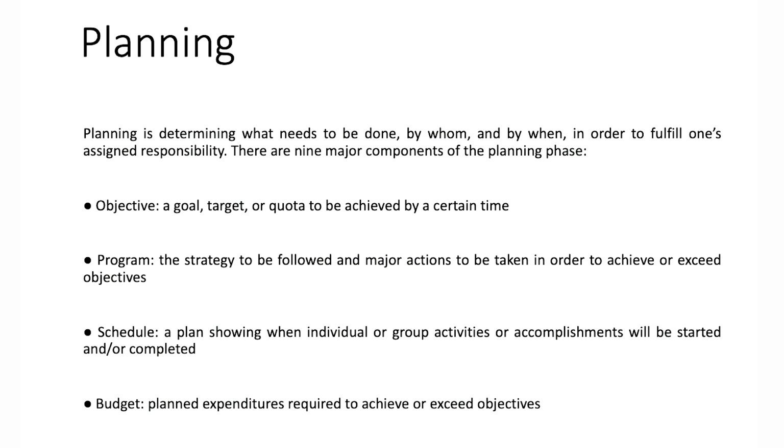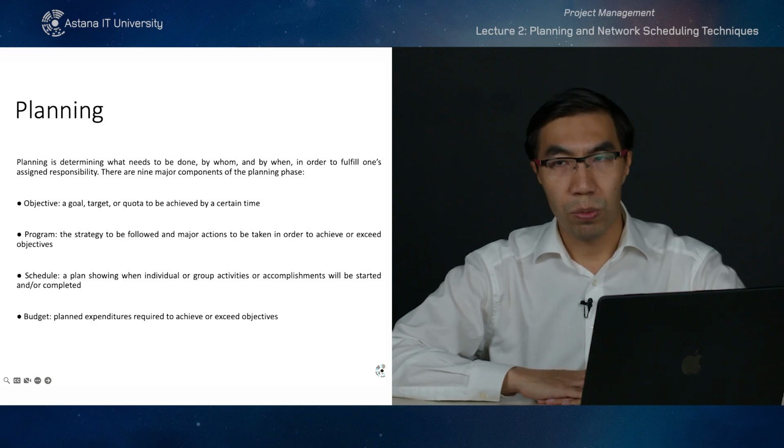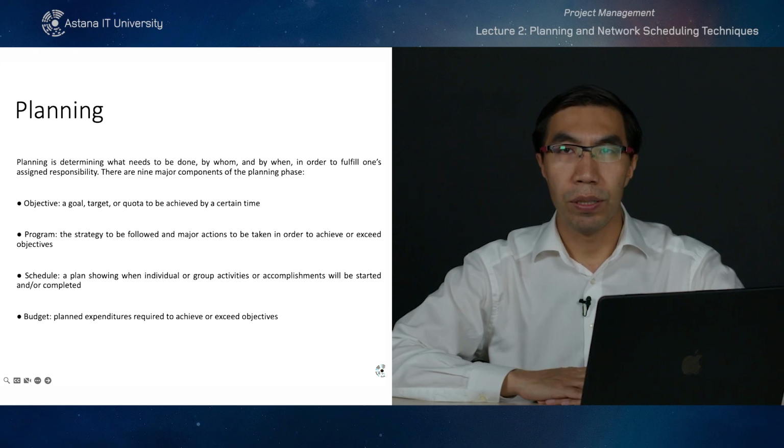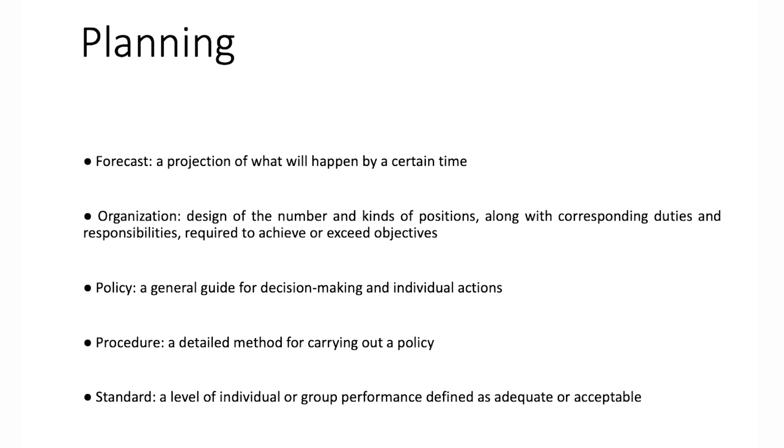Then you also should check your budget, the planned expenditures required to achieve or exceed objectives. And often you might have problems with the schedule or the budget, and you need to think about what kind of actions you should take in order to go according to your plan. Then forecast, a projection of what will happen by a certain time, and then when there are changes, you'll need to update your schedule with all the required resources.